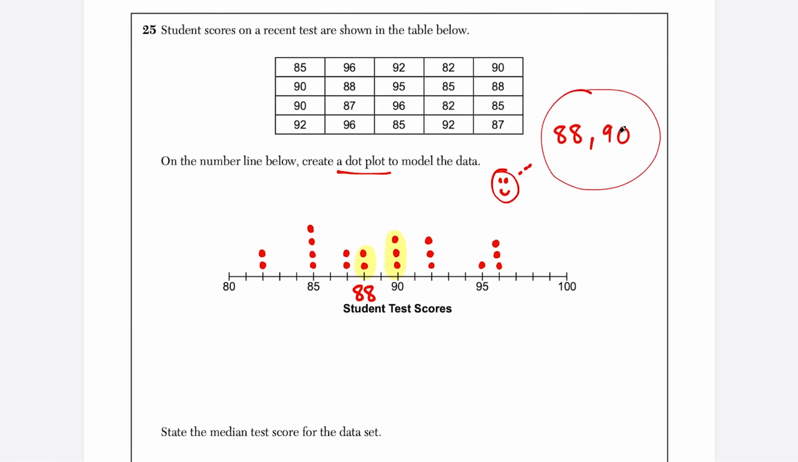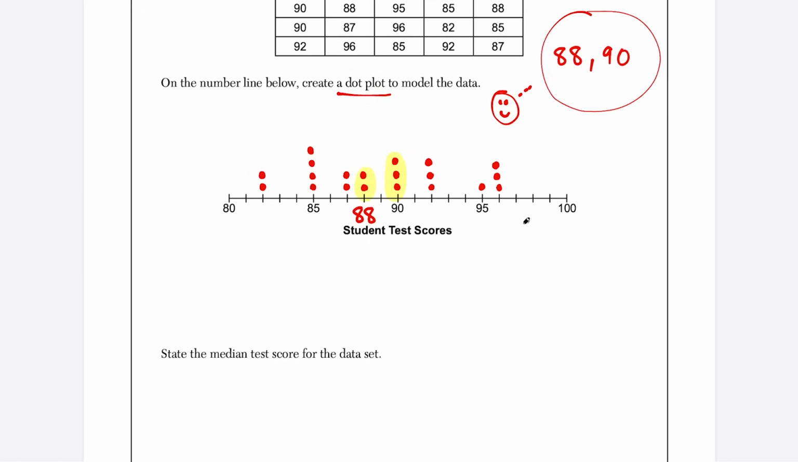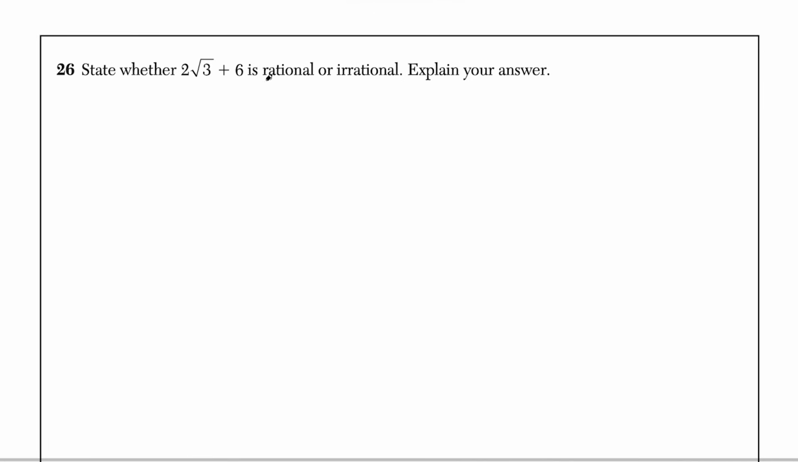So when we have a situation like this, between these two numbers, we have to take the average of those two numbers. So to find the median test score, we're going to take the average of 88 and 90. And with this, you could just eyeball it and say, what's the middle number? The middle number between 88 and 90 is going to be 89. Or I could just add these two numbers and divide by 2, and our median test score is going to be 89.